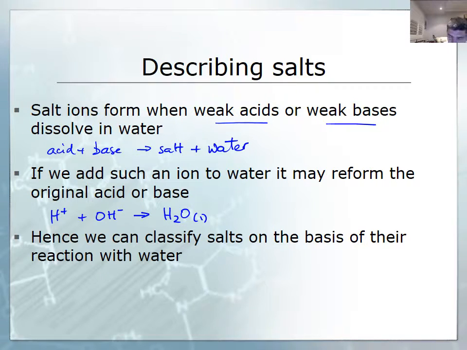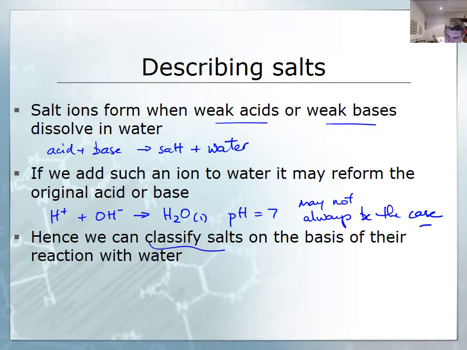Now this is fine, but the problem is that when certain salts are formed, they may actually be salts that are strong conjugates of acids or bases, and as a result they may actually interact with the water to increase the hydrogen or the hydroxide ion concentration. And this means that they will change the final pH. So whilst we would expect a situation like this to have a pH equal to 7, this may not always be the case. And what we want to do in this video is just have a look at some of the ways in which we can classify salts on the basis of their interactions with water.